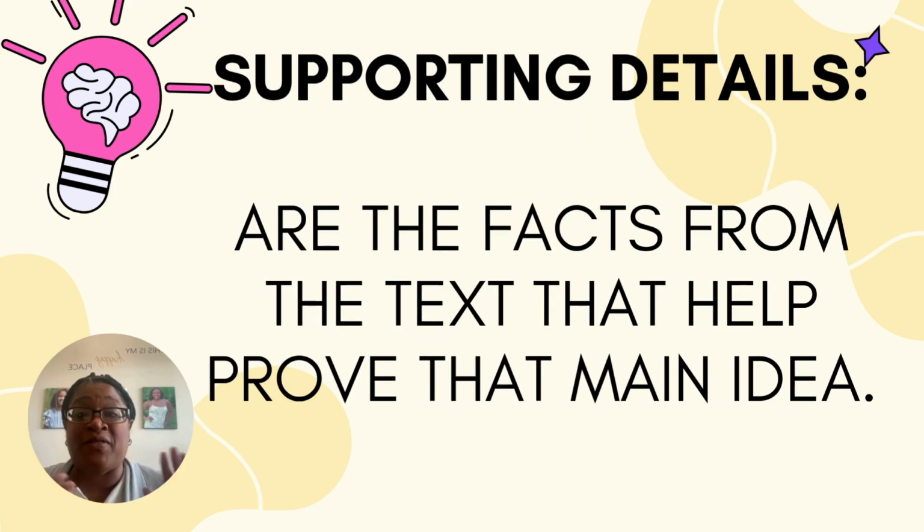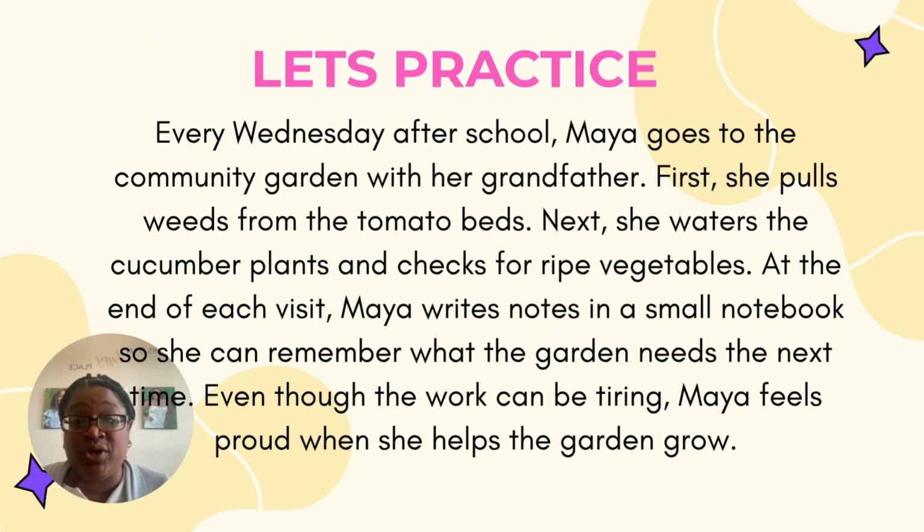The next part of the main idea is the supporting details. So if they can't identify the main idea, it's straight downhill from there because then they won't be able to identify the supporting details, which are the facts from the text that can help them prove the main idea. So basically, the main idea is the overarching idea, and then the supporting details come in and provide facts, reasoning that support that. So let me show you how you can practice this skill with your student.